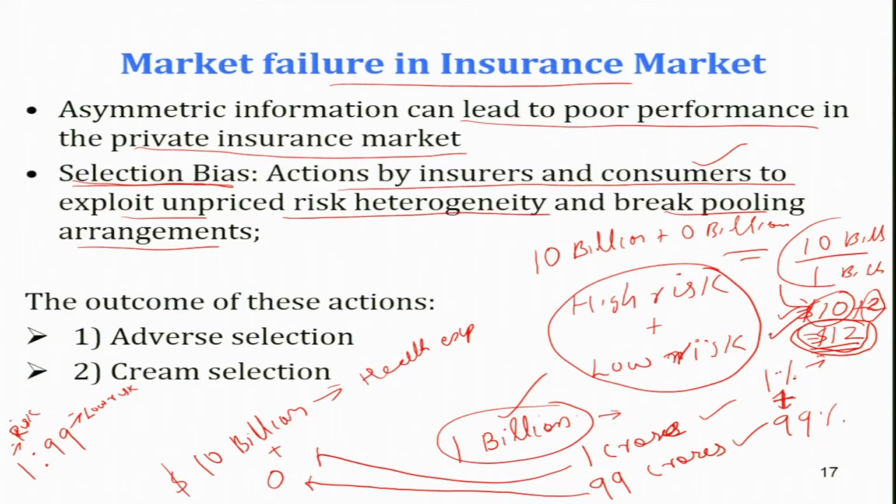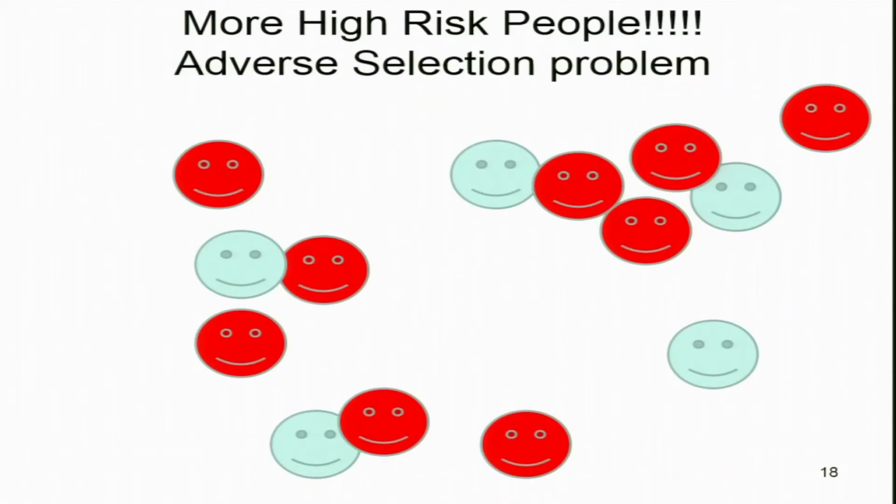However, as we discuss here, because of this information asymmetry, this would lead to the adverse selection problem that we are going to discuss shortly. And in another case, if insurers use some other kind of information or do something else to overcome this adverse selection, it would also lead to a cream selection problem. Let us see the case of the adverse selection issue.